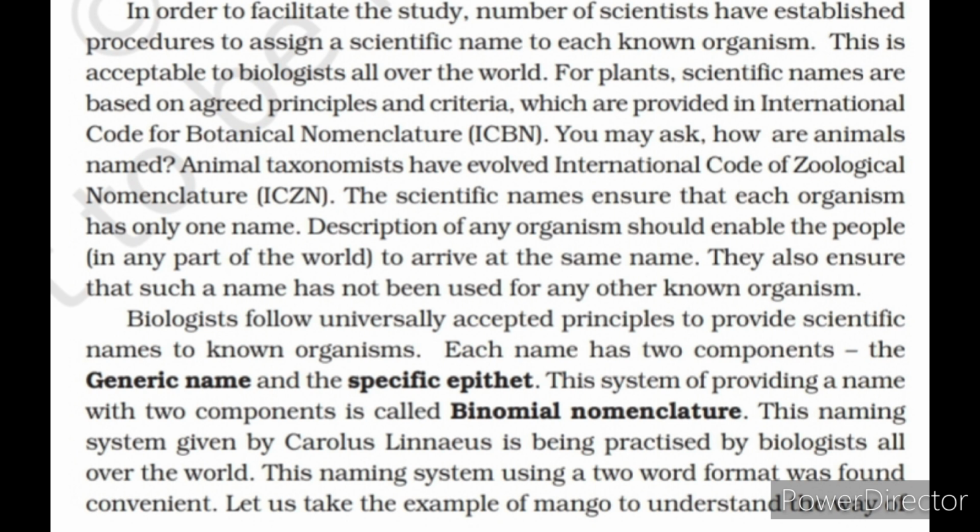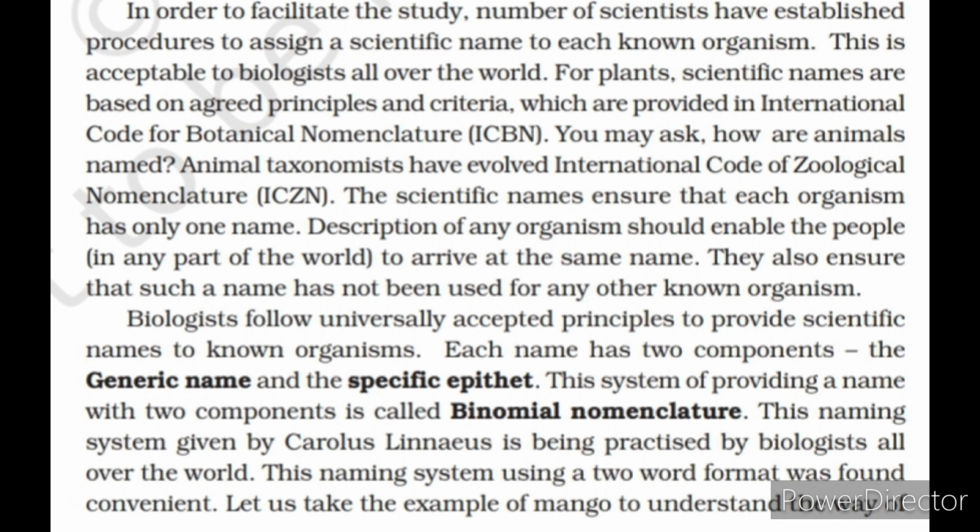(ICBN). You may ask, how are animals named? Animal taxonomists have evolved the International Code of Zoological Nomenclature (ICZN). The scientific names ensure that each organism has only one name. Description of any organism should enable the people in any part of the world to arrive at the same name. They also ensure that such a name has not been used for any other known organism.